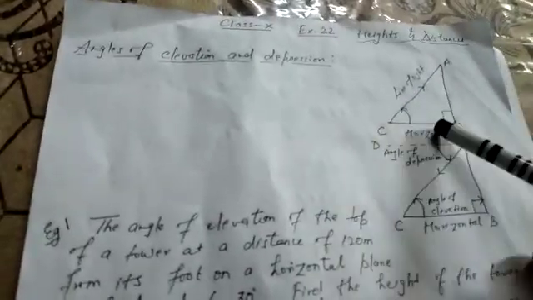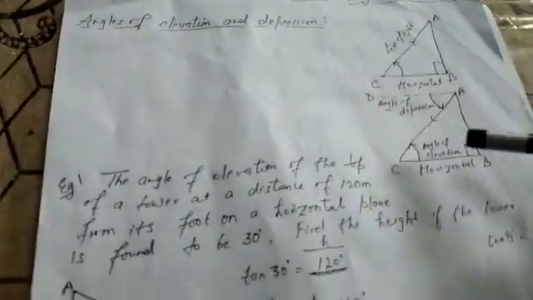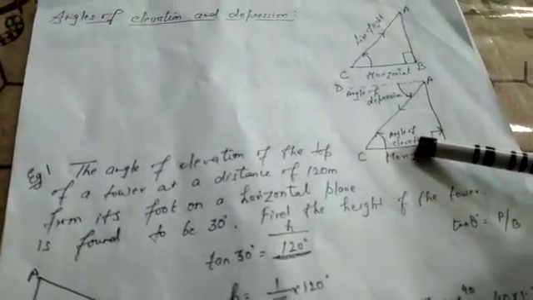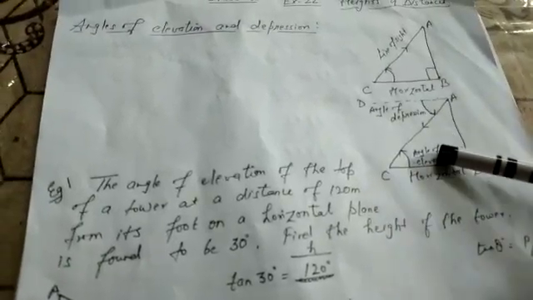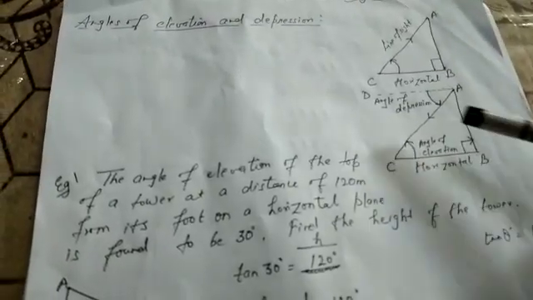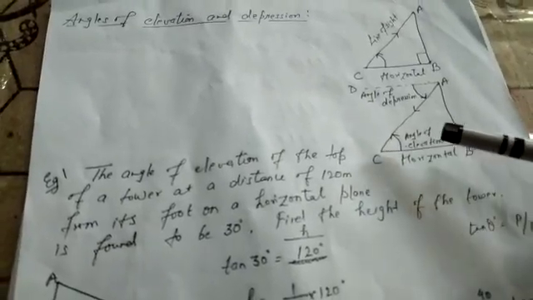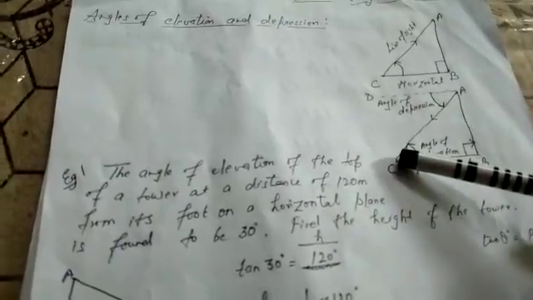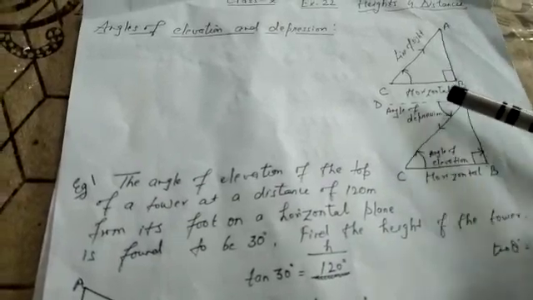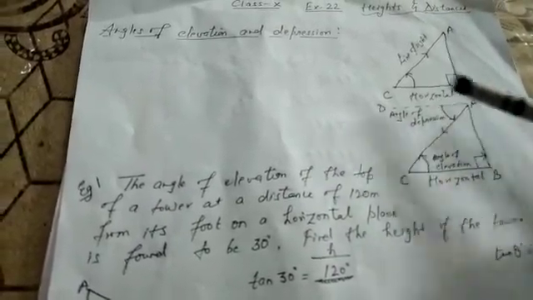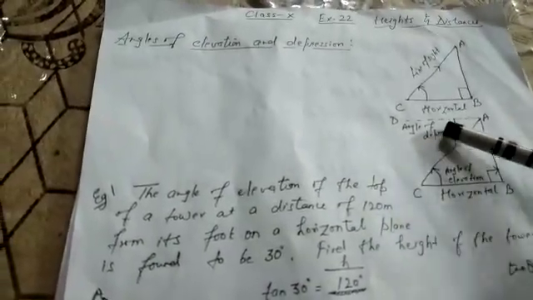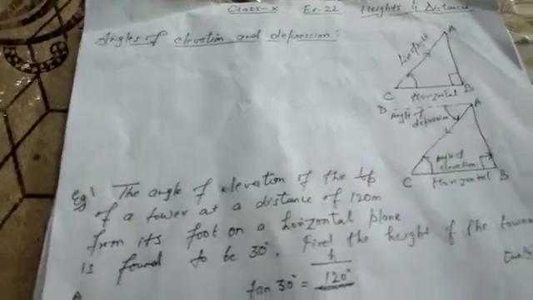The angle which is made by the line of sight with the horizontal is called the angle of elevation. I repeat, the angle made with the horizontal from the line of sight is called the angle of elevation. If we take it the opposite way, suppose the object is standing at point A and seeing the object C, then the angle which is made with the ground level BA is called the angle of depression. So this is the opposite. Basically, the angle of elevation and depression are the same; the value of both angles will be the same in that case.